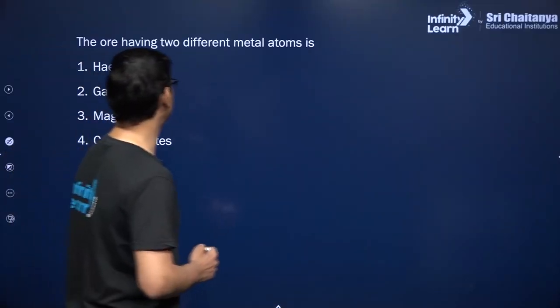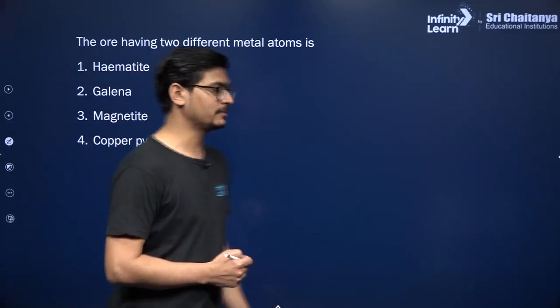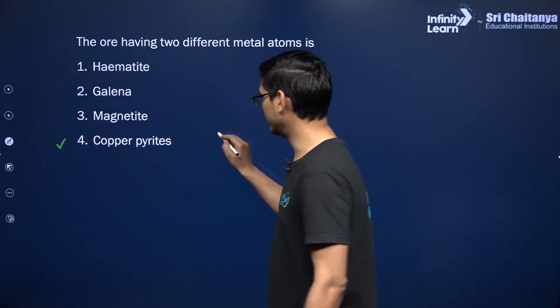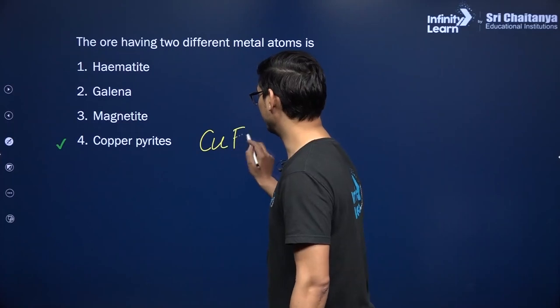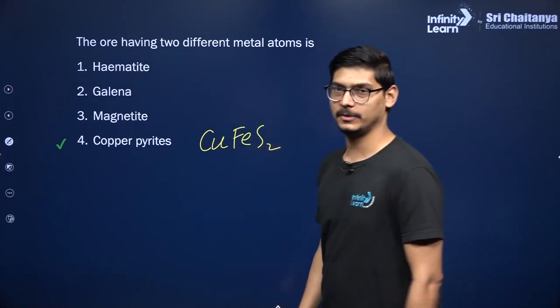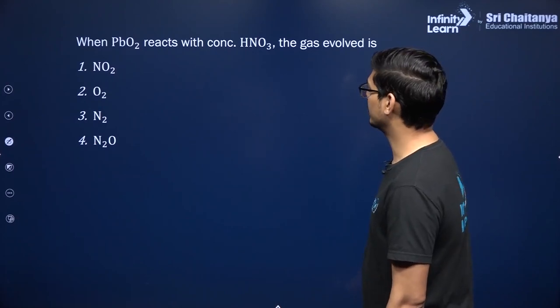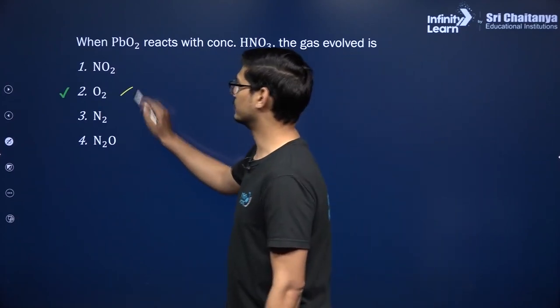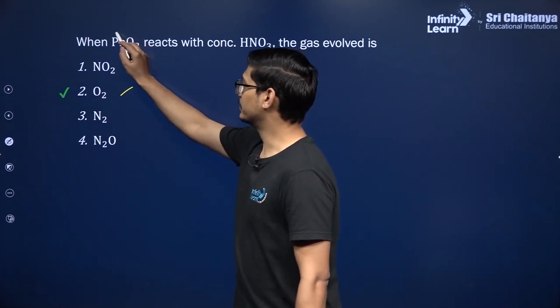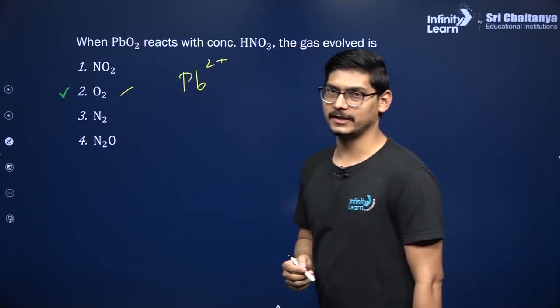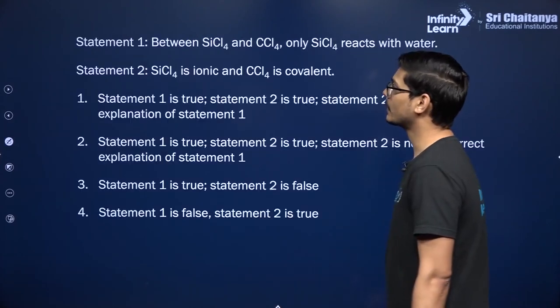The first question was: the ore having two different metal atoms is. The correct answer to this question is copper pyrite because it contains copper and iron, right. So, this is the empirical formula. In the next question, lead dioxide reacts with concentrated HNO3. The gas evolved is oxygen, right. So, lead gets reduced from plus 4 to plus 2 state and oxygen atom undergoes oxidation.